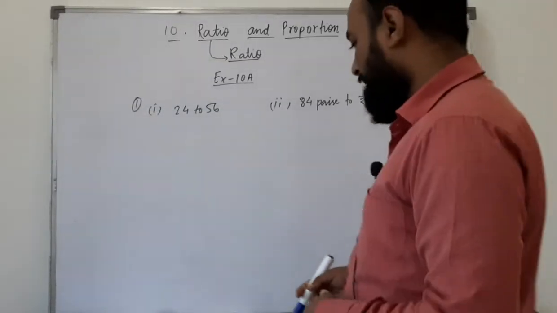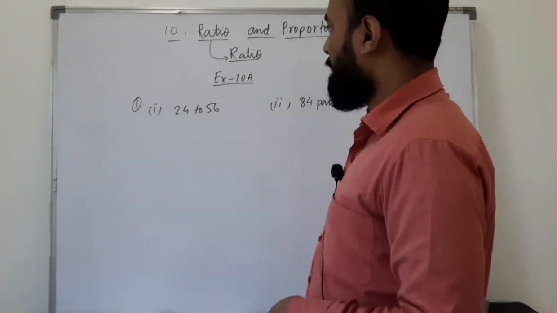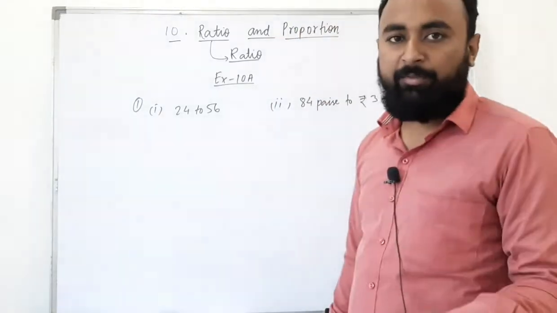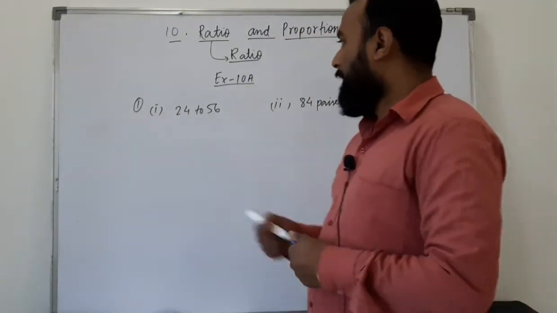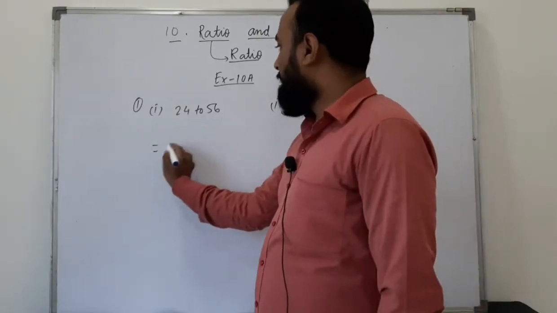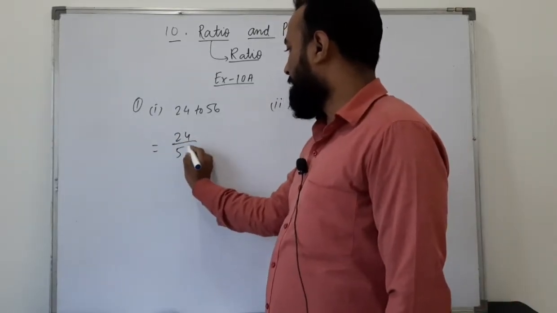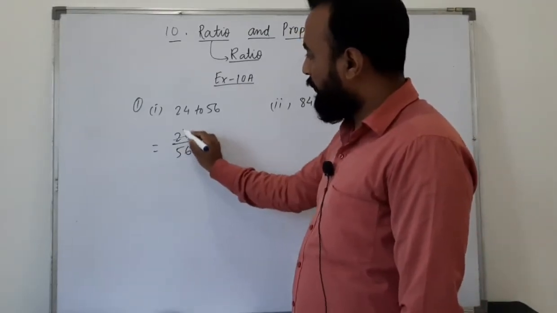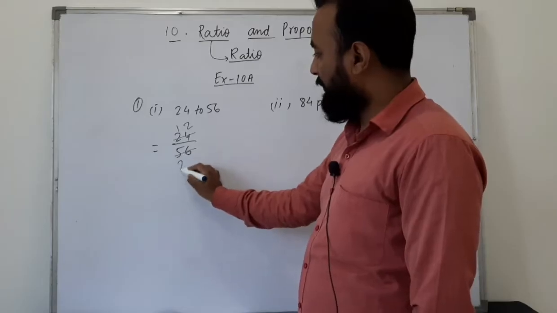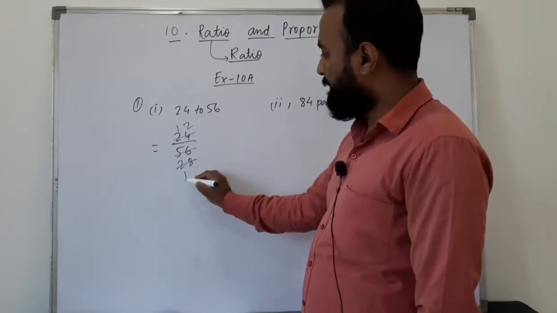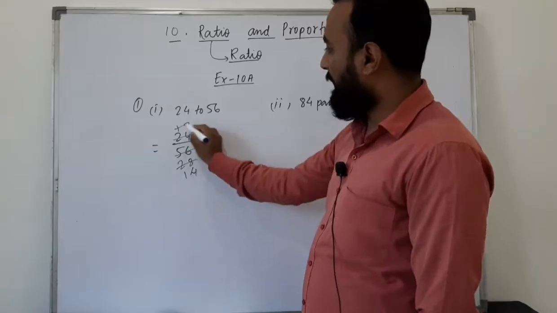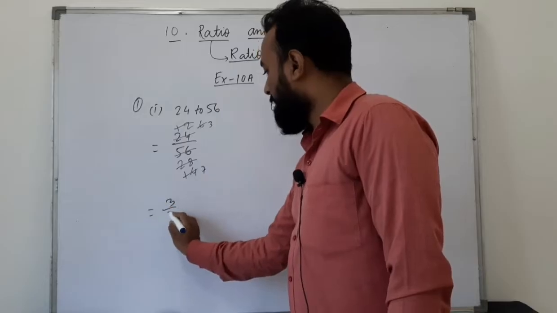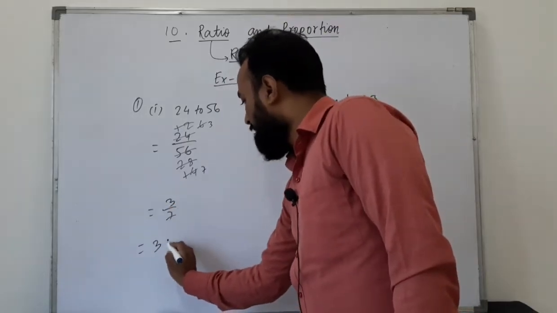So the first exercise in this chapter is exercise 10a. In the first question you have to write each of the following ratios in the simplest form. Whatever ratio is given, you have to convert it into the simplest form. So 24 to 56, so this is 24 by 56. Now convert into the simplest form. It is divisible by 2: 2 ones are 2, 2 twos are 4, 2 twelves are 24, and 2 twos are 4, 2 fours are 8, 2 twenty-eights are 56. Now 3 by 7 is left, so the ratio is 3 is to 7.